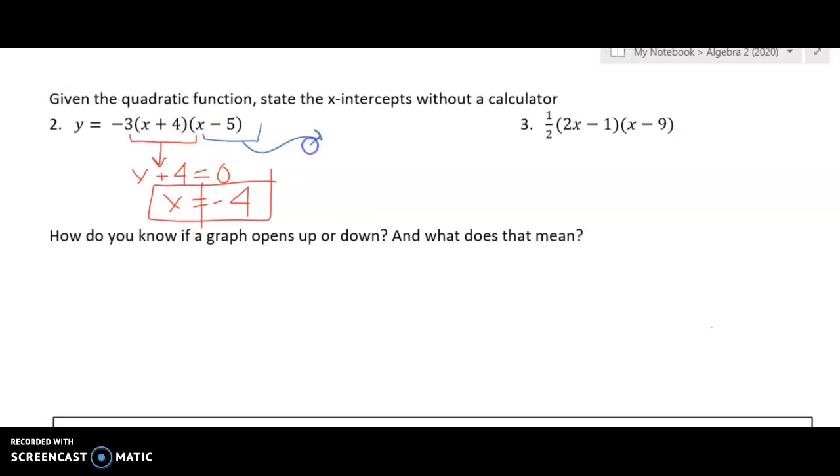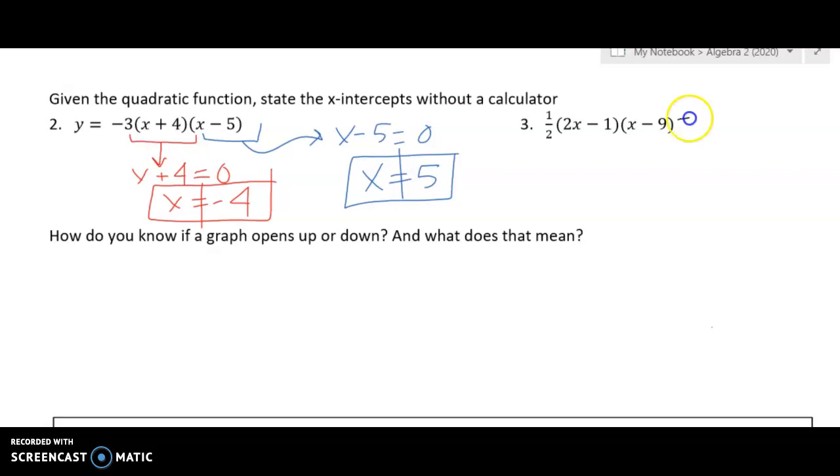I'm going to do it for every piece. This other piece, x minus 5, I write it down. I set it equal to 0. I solve for x. So I add 5 to the other side, and I get that x is equal to 5. This problem has two different answers. I solve for them both.